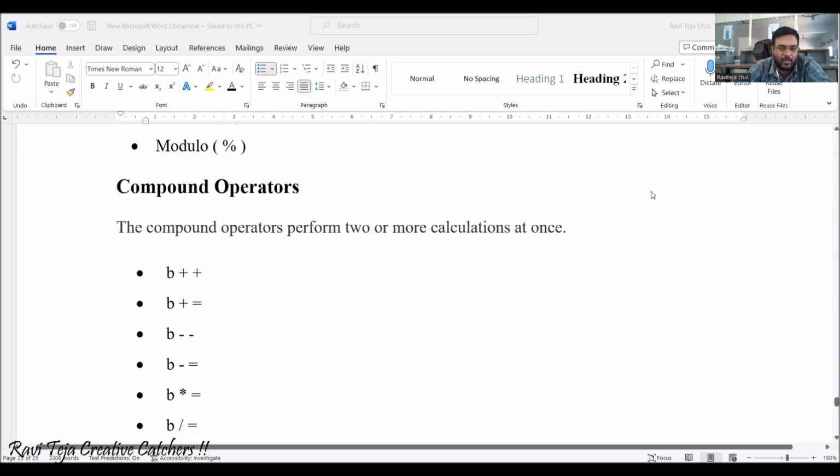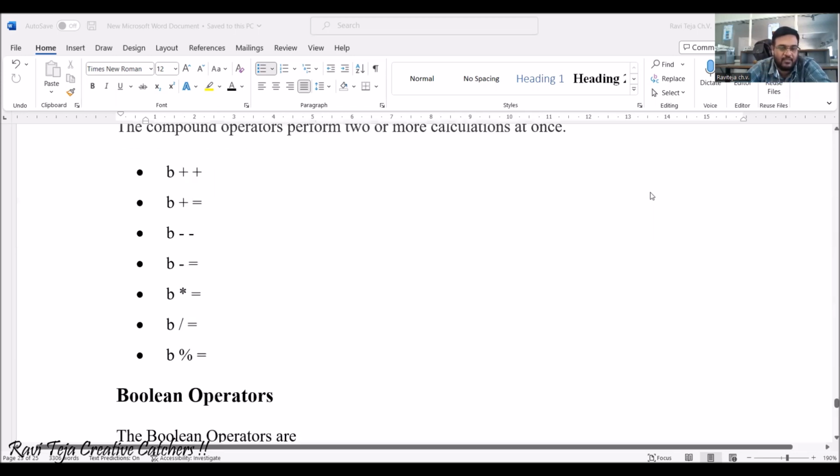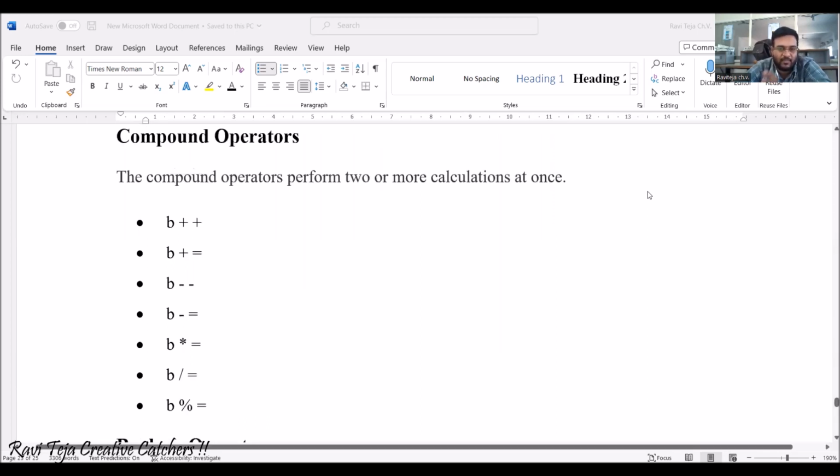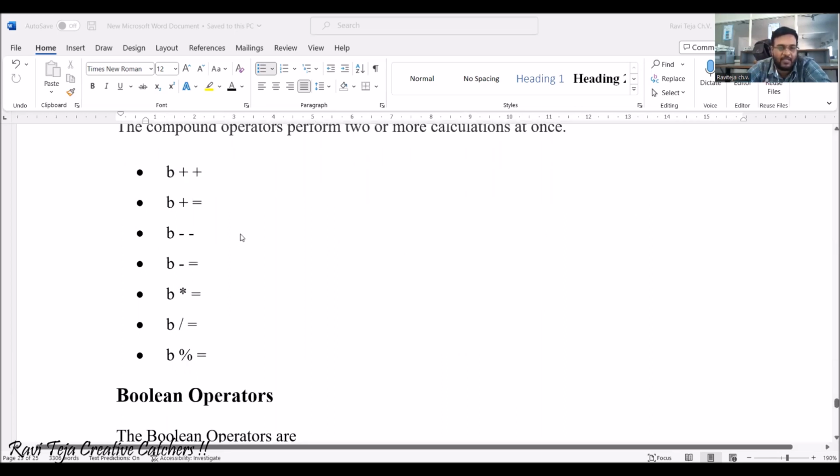And coming to the compound operators. What are these compound operators? Compound operators perform two or more calculations at once. If you carefully observe here, beside a particular variable, we can see two types of operators combined together. So compound operators perform two or more calculations at once. So we have B++, B+=, B--, B-=, B*=, B/=, and B%=.